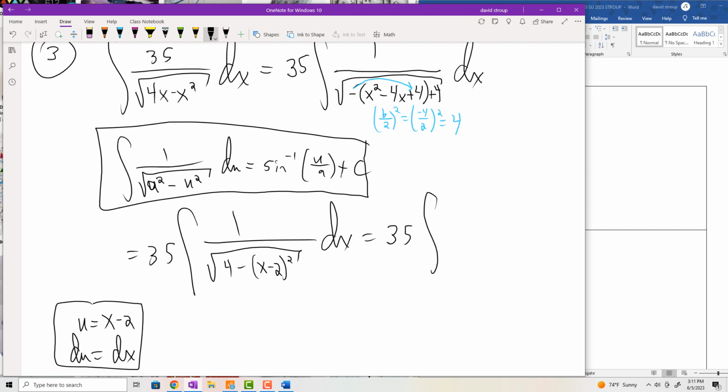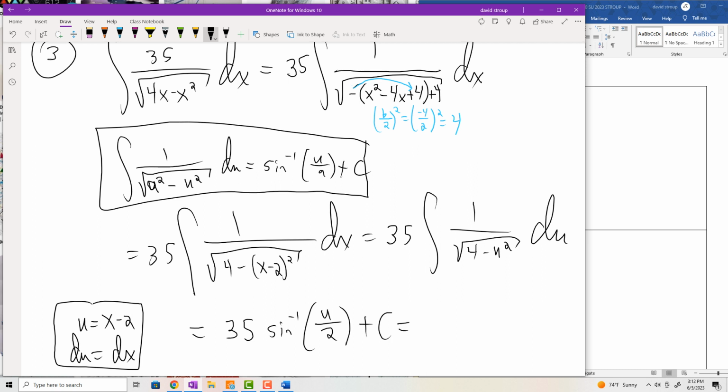So we have a 35 integral 1 all over the square root of 4 minus u squared times dx, which is du. And then that will be 35 arc sine of u all over the a value, which is 2, not 4. And then plus c, and finally back subbing, we get that as our final answer.